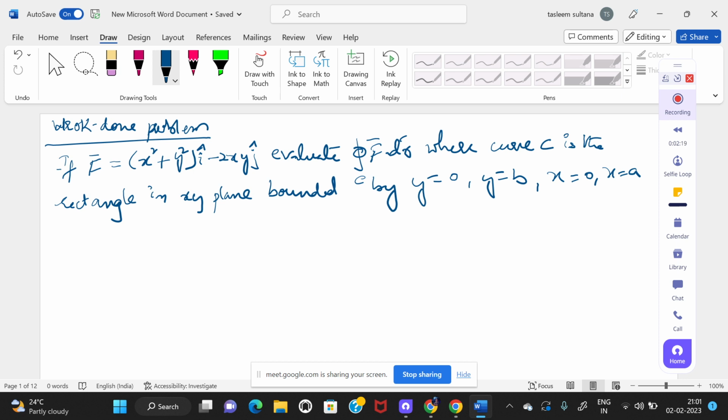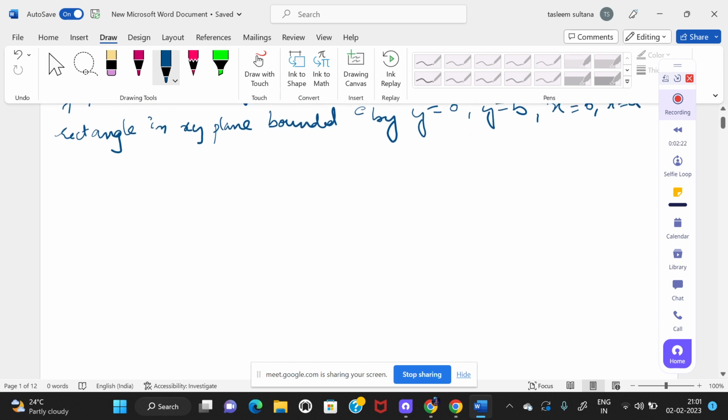That rectangle is in which plane? XY plane. So if we were going to draw that in the XY plane, this is the x axis, y axis, sorry, and this is how. Today I'm not able to write properly. This is your x axis and this is your y axis. They are saying x is equal to 0, that means this will be 0. And the other line says x is equal to a, that means somewhere that point a will be here.